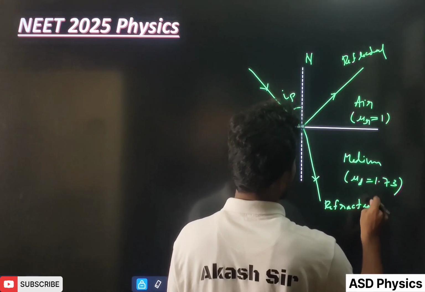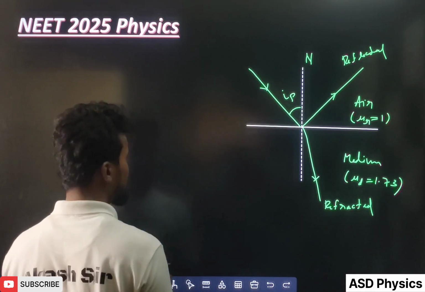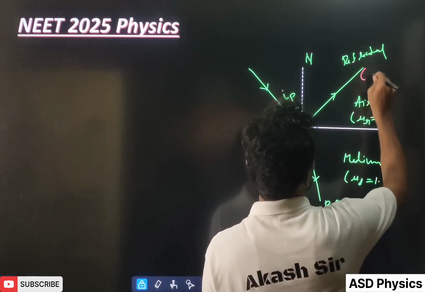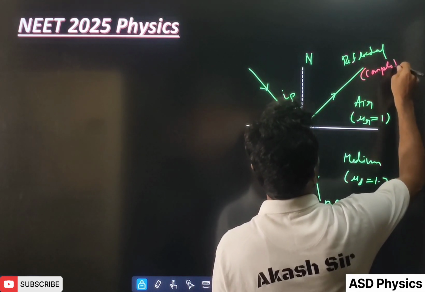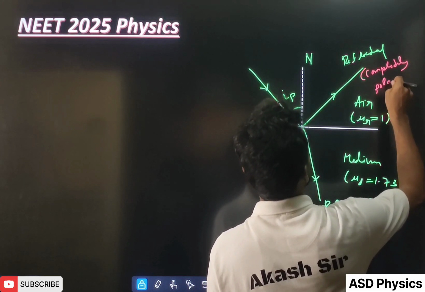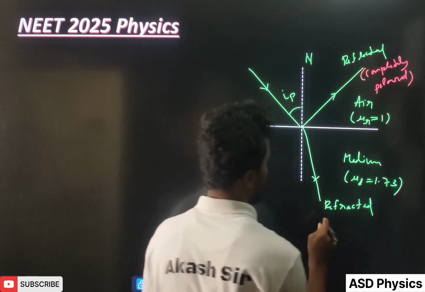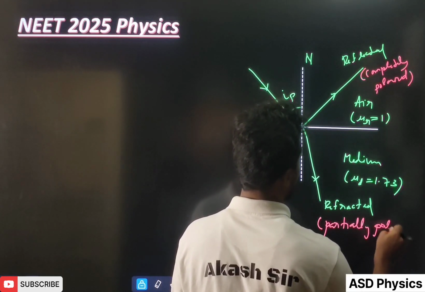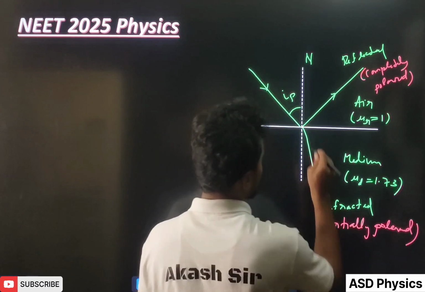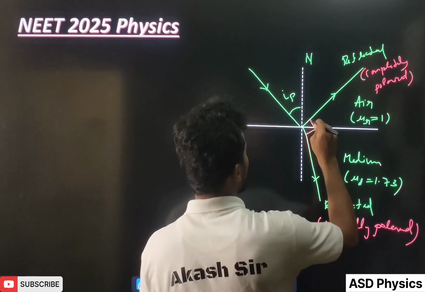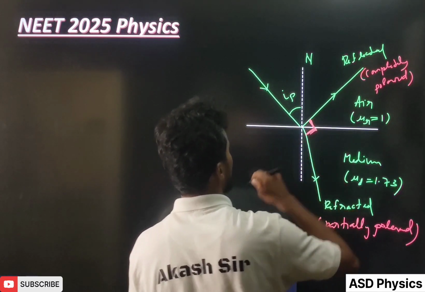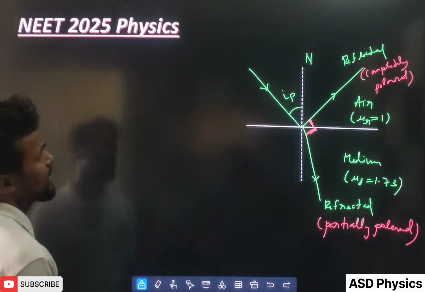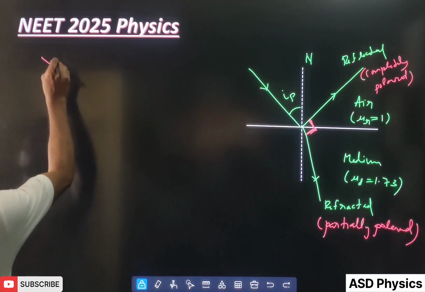So remember that when the light is incident at Brewster angle, this reflected light will be completely polarized. Completely polarized. Refracted light is partially polarized. Okay, and the angle between these two will always be 90 degrees. Make sure that this angle will always be 90 degrees here.